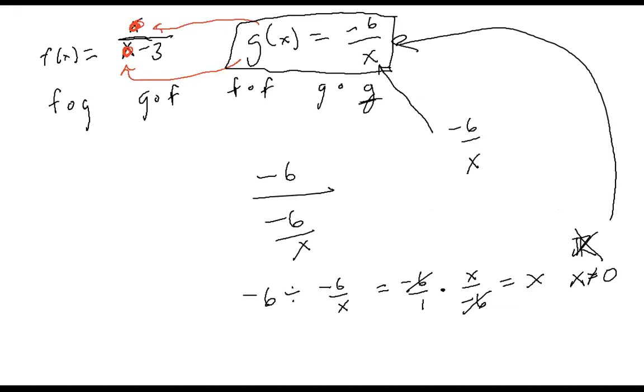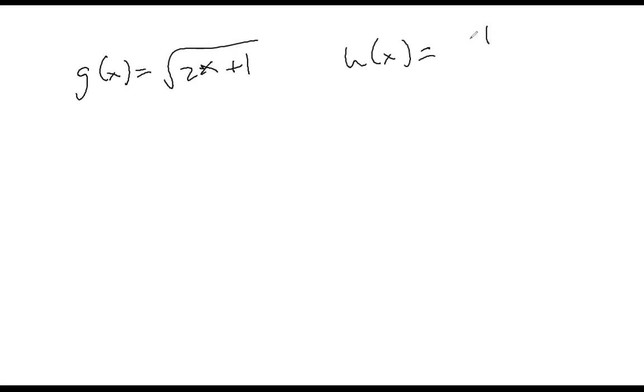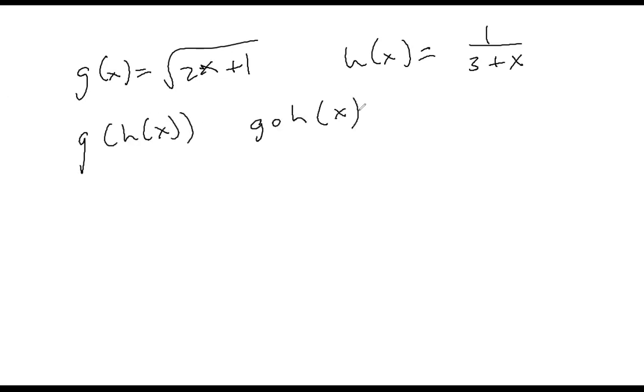Let's do one that's a little harder, just to be crazy. Let's say g of x equals the square root of 2x plus 1, and h of x equals 1 over 3 plus x. So we want to find g of h of x. That's g of h of x. And we want to talk about the domain of this composite function. You can go ahead and pause the video and see what you can do on your own, and I will press forward here.